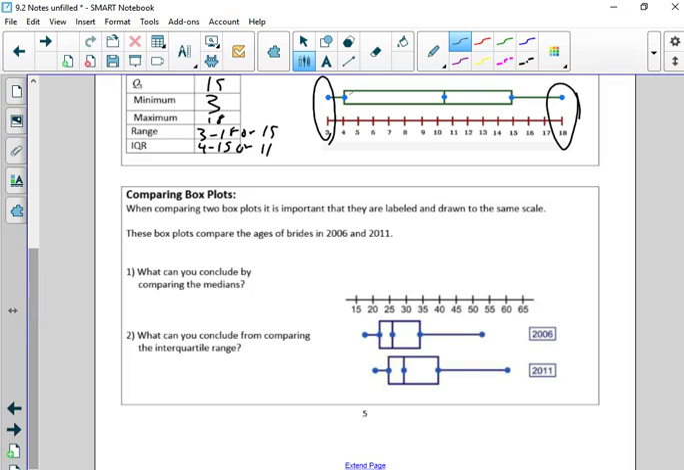Okay, now comparing them. It says, below are box plots comparing the ages of brides in 2006 and in 2011. What can you conclude? Okay, so in 2006, it looks like the range was from like 16 to 51, 52, maybe. And in 2011, it went from about 20 to 60. Okay. So, what can you tell me about the two data sets?